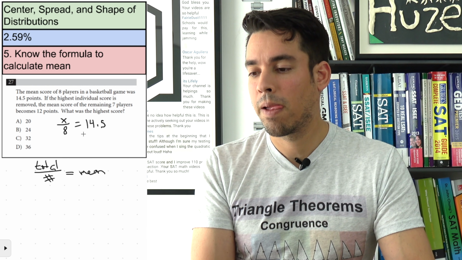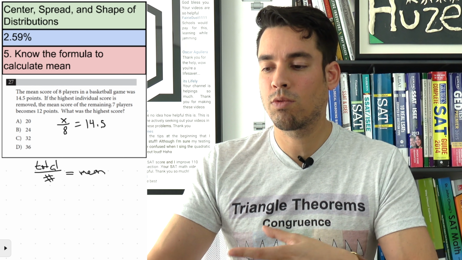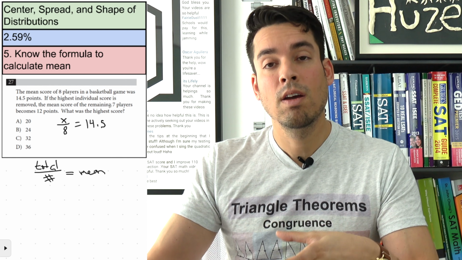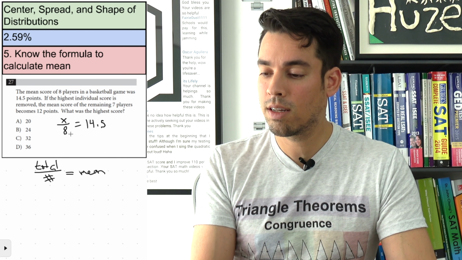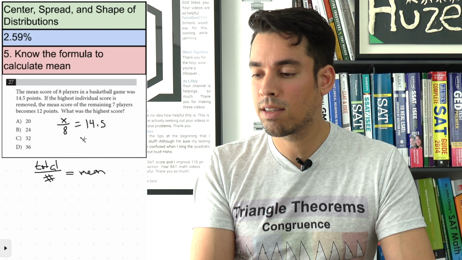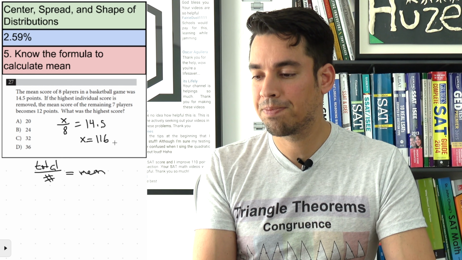So I'm going to throw that there. Then it says if the highest individual score is removed, the mean score of the remaining 7 players becomes 12. Well, first of all, to process that second part, I need to know the total, but I've already got this nice setup here. Multiply both sides by 8, and I get x equals 116.